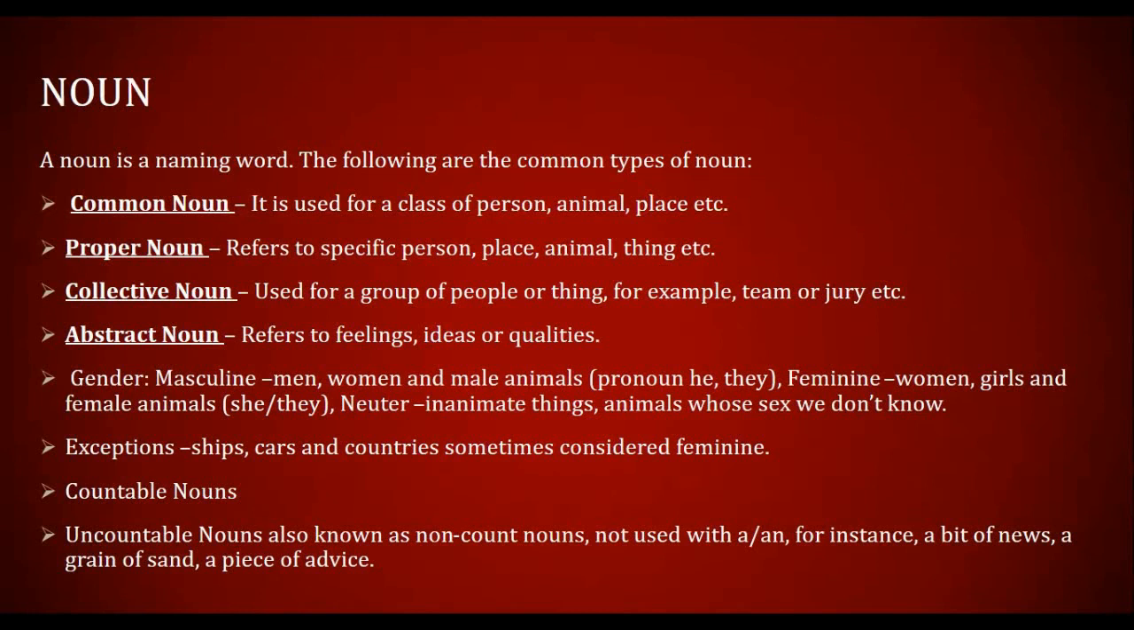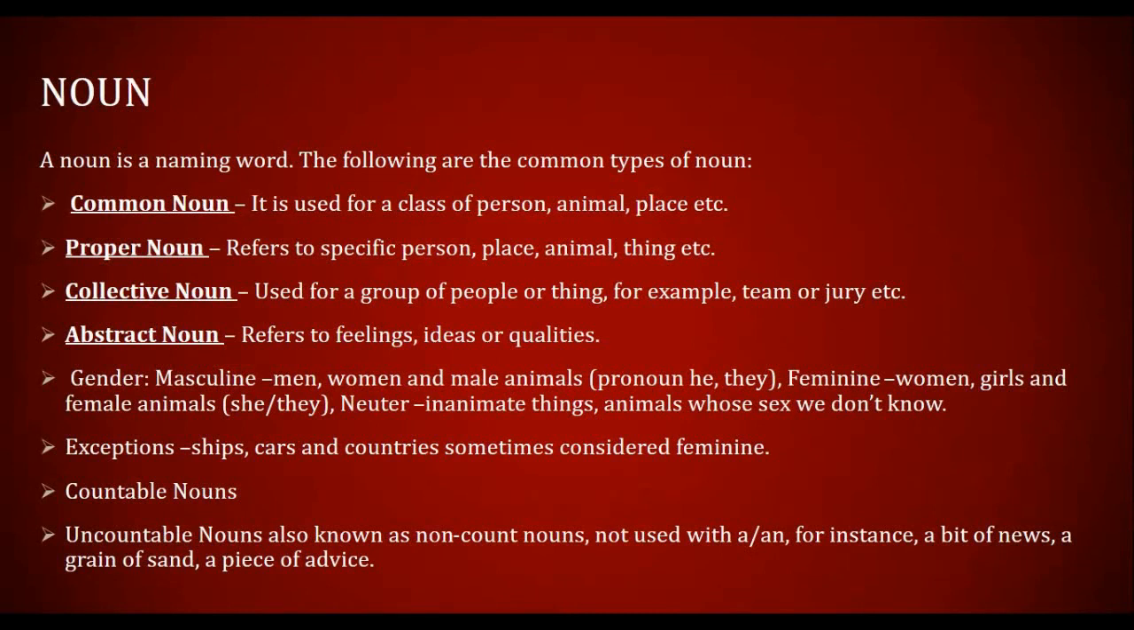Now we have gender. For masculine, men and male, we use the pronoun he or they. And for feminine, women, girls, and female animals, she or they. And for inanimate things, neutral, you are going to use a neutral pronoun. Okay. Sometimes if you read books or novels, you must have seen that people use a feminine pronoun for referring to ships or cars or countries. So in some contexts, or by some people, these are considered feminine. You must have seen that sometimes the writer is using the pronoun she for referring to these inanimate things as well.